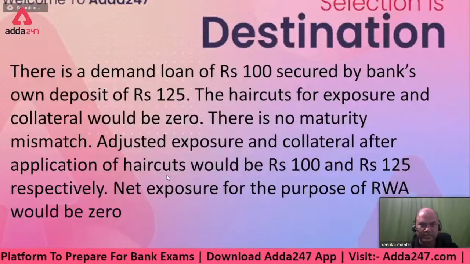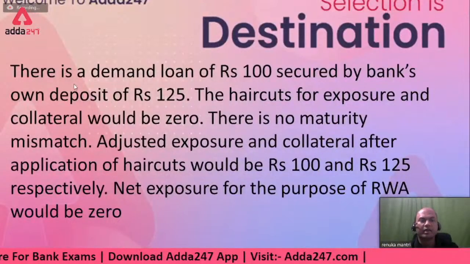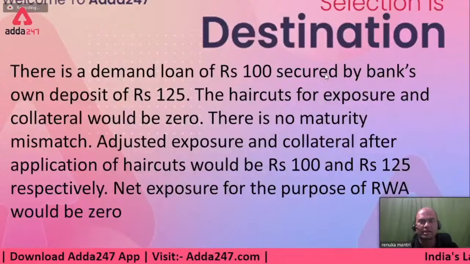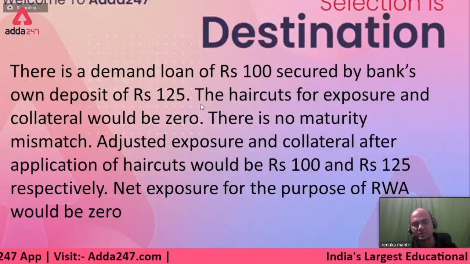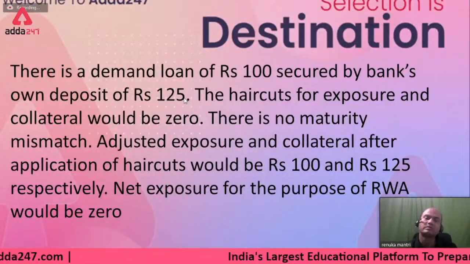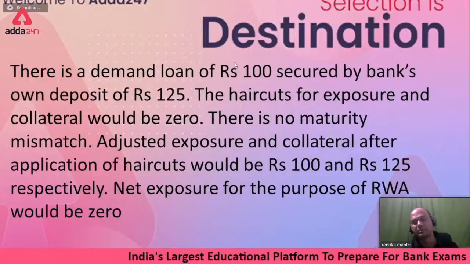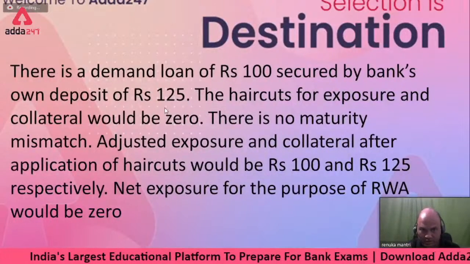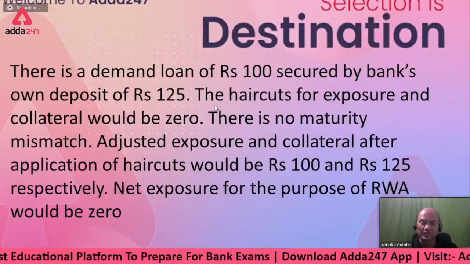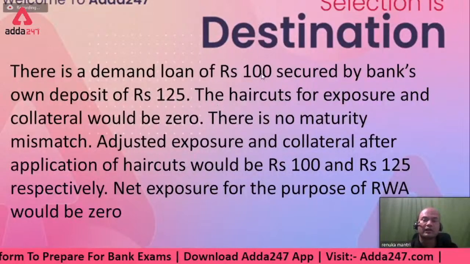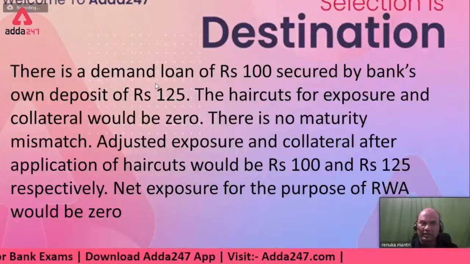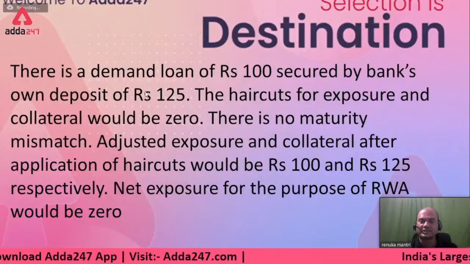Let me see if it is there. Yeah. There is a demand loan of ₹100 secured by bank's own deposit of ₹125. Now, this is very simple and this is very important. This will test your logic. Demand loan, rupees 100. Own deposit means FD, let's say 125.